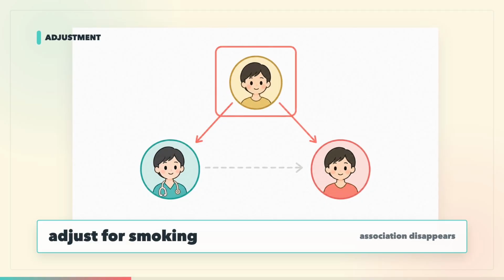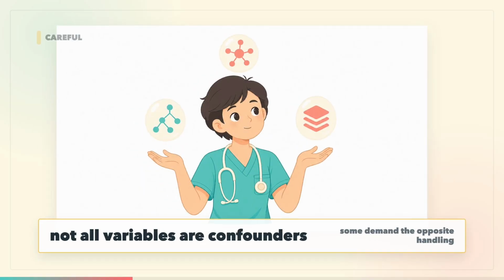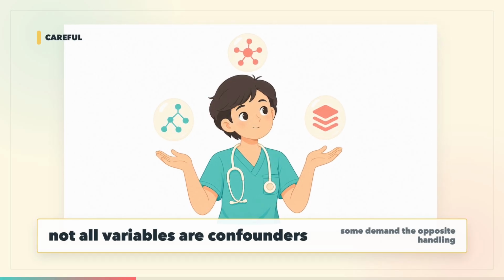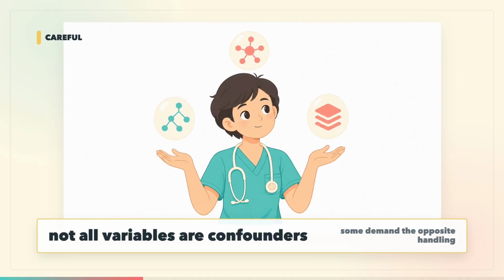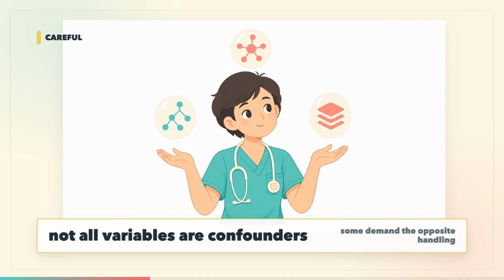Adjust for confounders. But here's where most junior researchers get into real trouble. Not every variable you adjust for is a confounder. Some are mediators, some are colliders, and the 3 demand opposite handling. Let me show you each one.